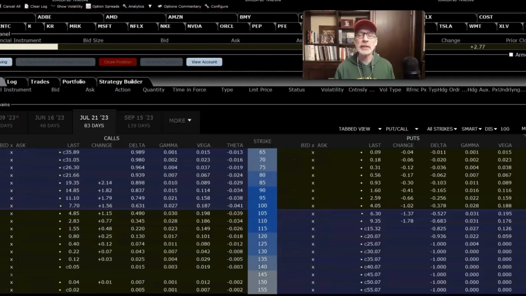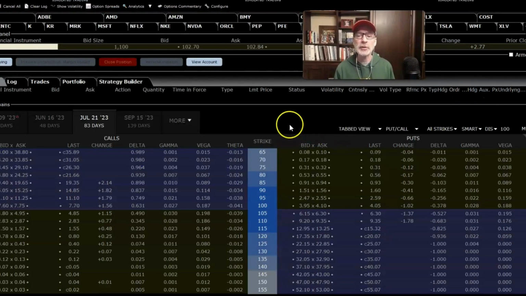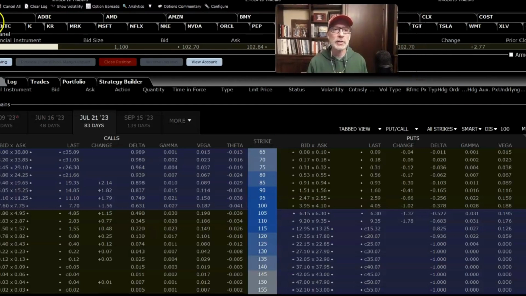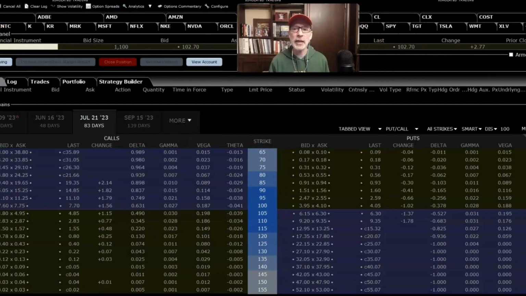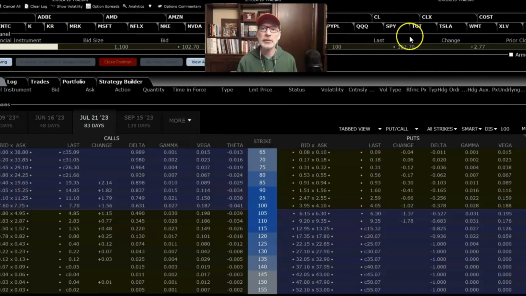So this is the Interactive Brokers option chain right here. I usually bring this up in my videos. We're looking at Disney, and we've been focusing on Disney the last few weeks. Here's Disney, and the last price for Disney on Friday, April 28th, was $102.70. We're looking at the July 21st, 2023 expiration date.